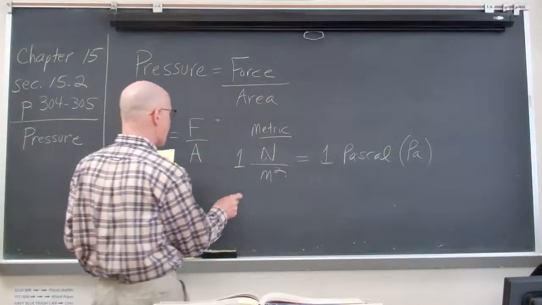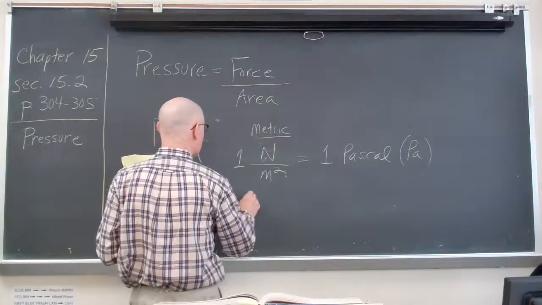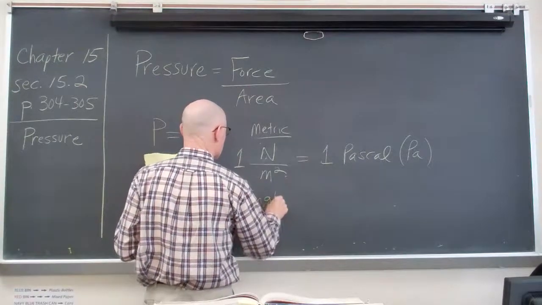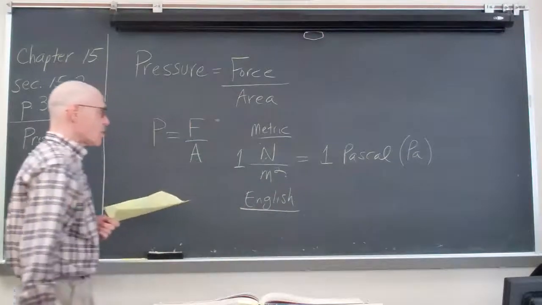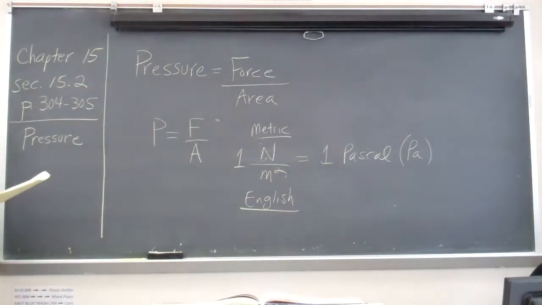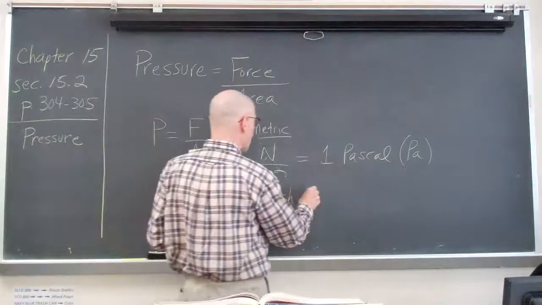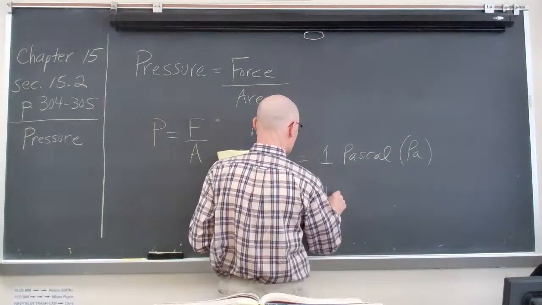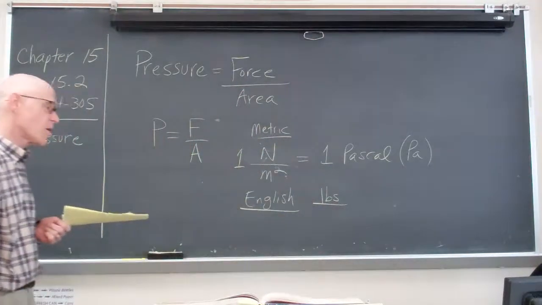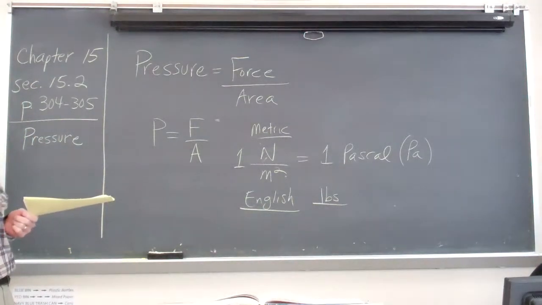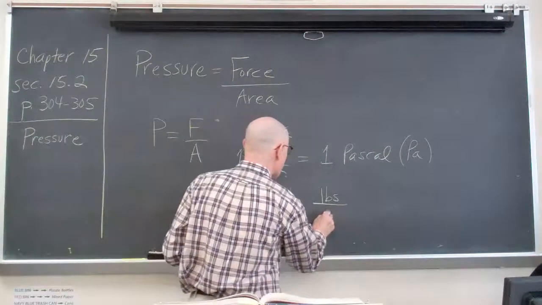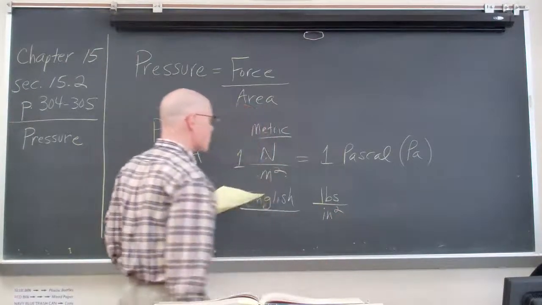All right, now we'll go to the English system. So what might be units of force divided by area in the English system? And as I said before, force and weight take on the same units. So weight in English would be pounds, and area could be either square inches or square feet. A lot of times you'll see square inches is more common.